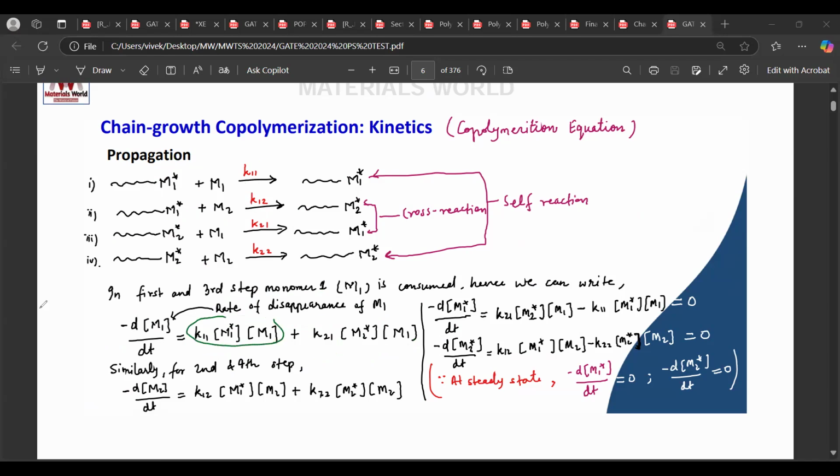You just need to remember for any reaction. For example, let's say A plus B equals C plus D, and the constant is K. Then what is my rate?